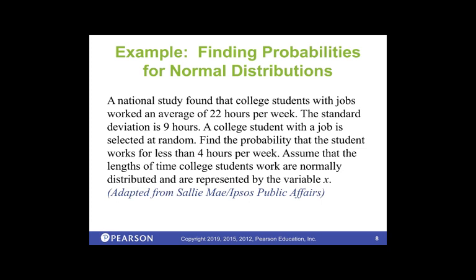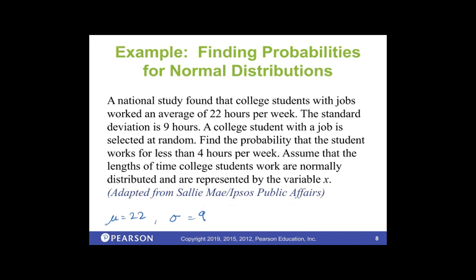A national study found that college students with jobs worked an average of 22 hours a week. The standard deviation is 9 hours. A college student with a job is selected at random. Find the probability that the student works less than 4 hours a week, assuming that the length of time college students work is normally distributed and represented by the variable x. So our mu is 22 hours, and our standard deviation is 9 hours.